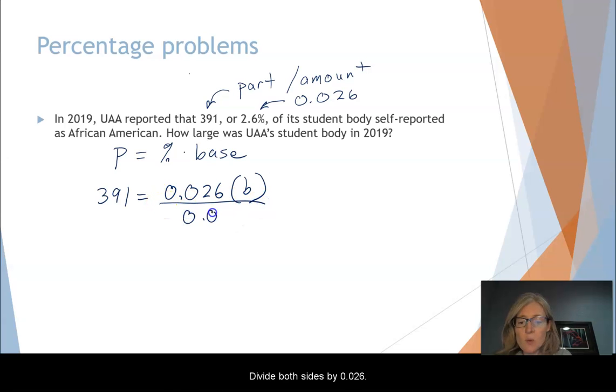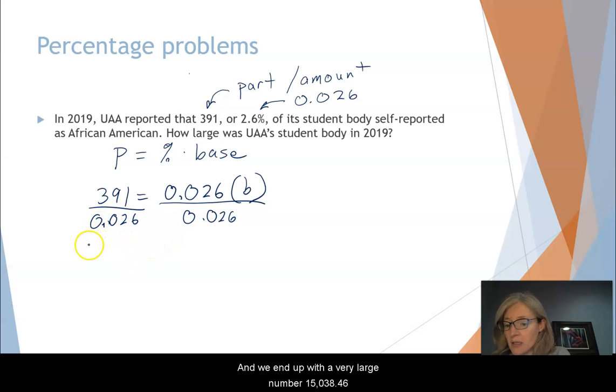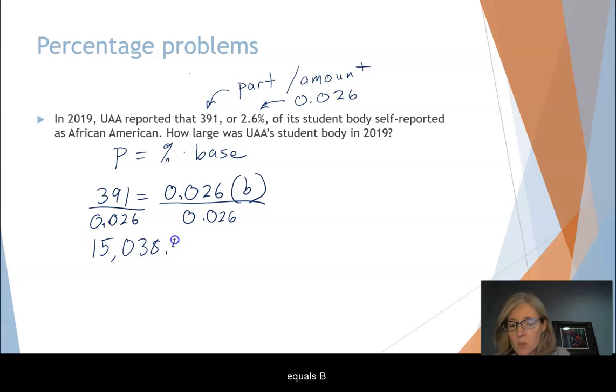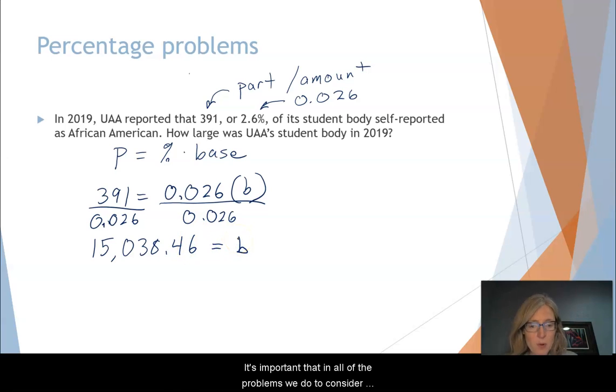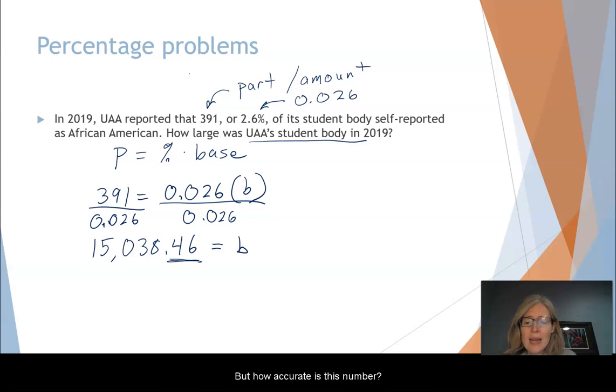Divide both sides by 0.026. And we end up with a very large number, 15,038.46 equals b. It's important in all of the problems we do to consider what that number is representing. So in this case, it's representing UAA's student body. So we can tell right off the bat this 0.46 doesn't make much sense. But how accurate is this number?